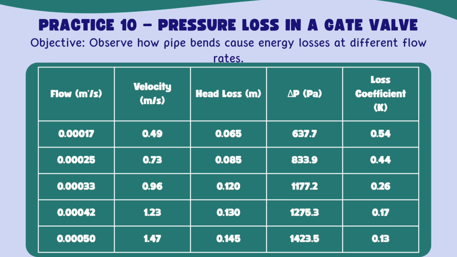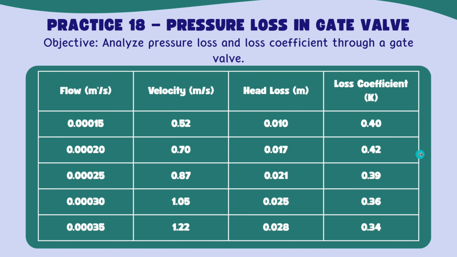For practice 10, we tested a pipe with bends. As the velocity increased, both the head loss and the loss coefficient K also went up. This happens because when fluid changes direction, turbulence forms, creating additional resistance. So the sharper or more frequent the bends, the higher the energy loss.